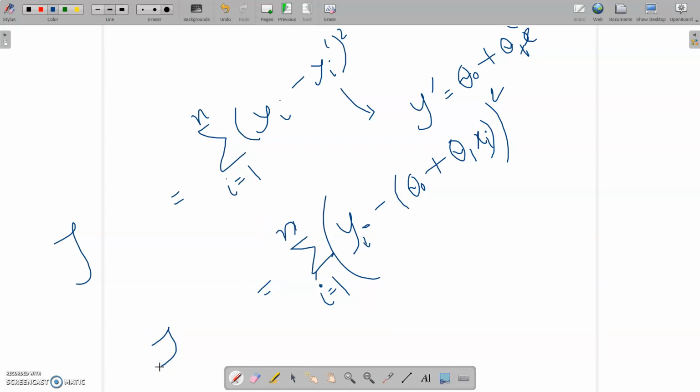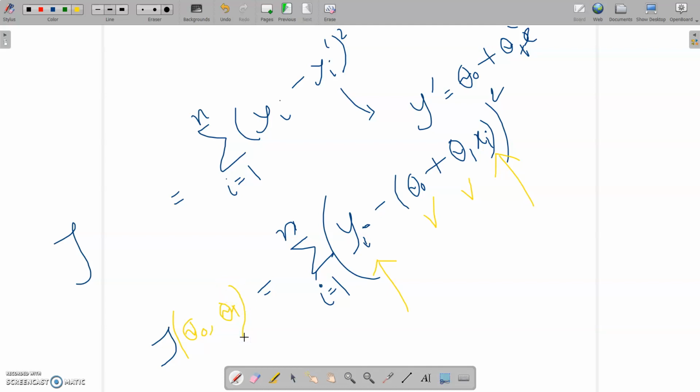Okay, as you can see in this equation, this is fixed. This comes from your data. This xi comes from your data. Only theta 0 and theta 1 are the variables of this equation. So you can say that this is a function of theta 0 and theta 1. So this equation is a function of theta 0 and theta 1.